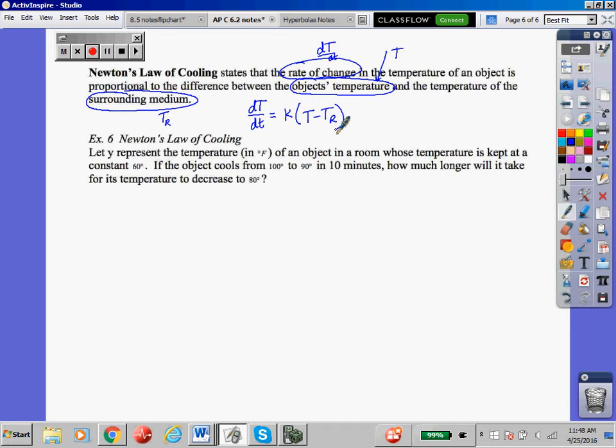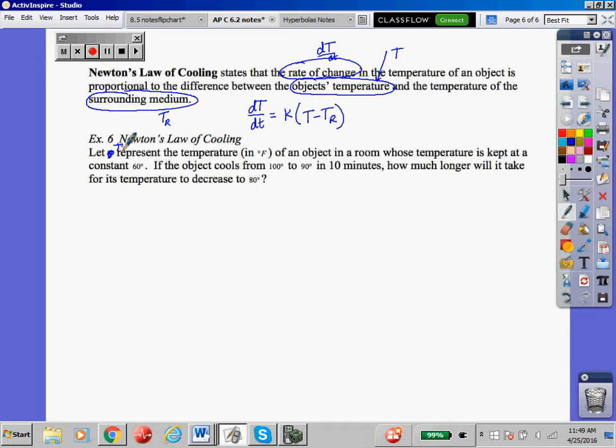And again, we're going to end up filling the entire page in this space. It says, let Y represent the temperature in degrees Fahrenheit of an object in a room whose temperature is kept at a constant 60 degrees. If the object cools from 100 degrees to 90 degrees in 10 minutes, how much longer will it take for its temperature to decrease to 80 degrees? Let's change that Y to capital T, okay? So that we can do this in the format I gave.